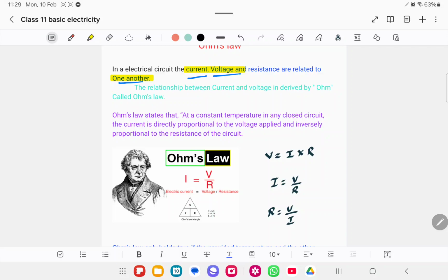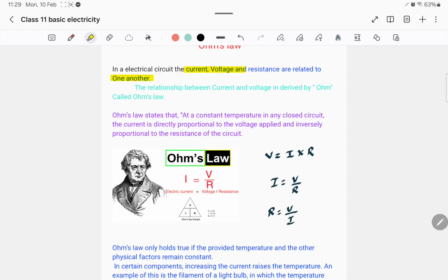Ohm said what? What is Ohm saying? Generally, Ohm says that at constant temperature, remember, current is directly proportional to voltage at constant temperature. Also, current at constant temperature is inversely proportional to resistance in a circuit.